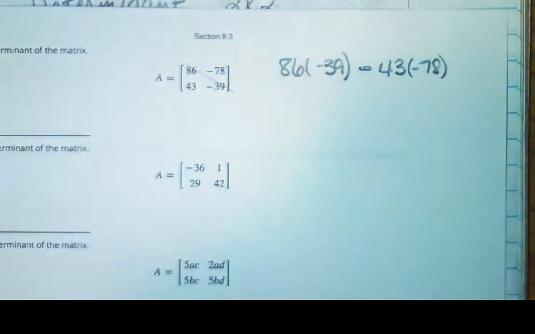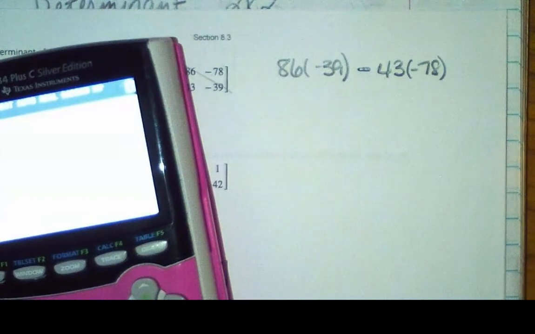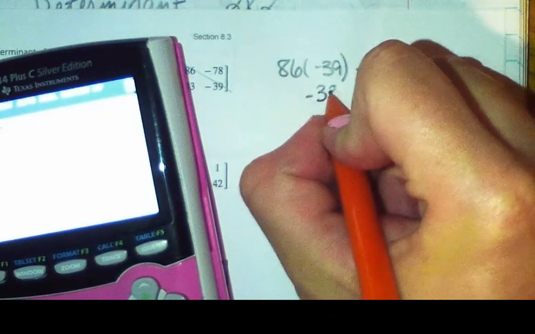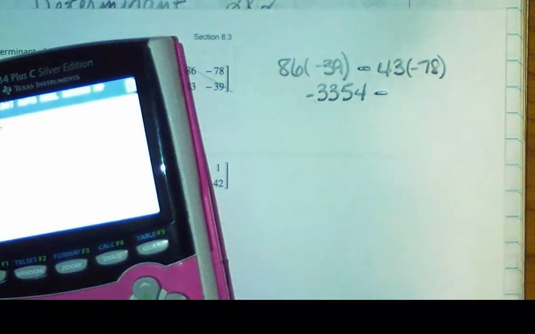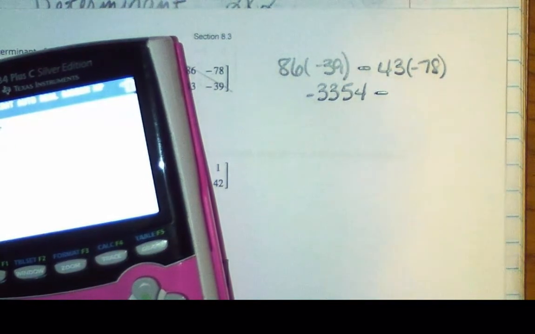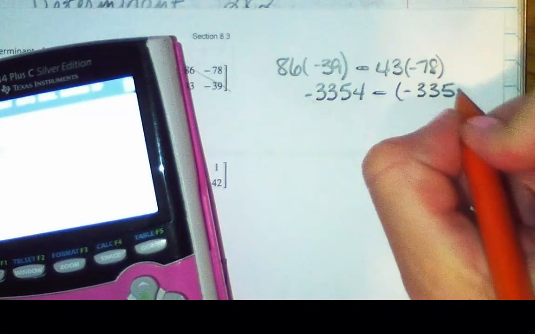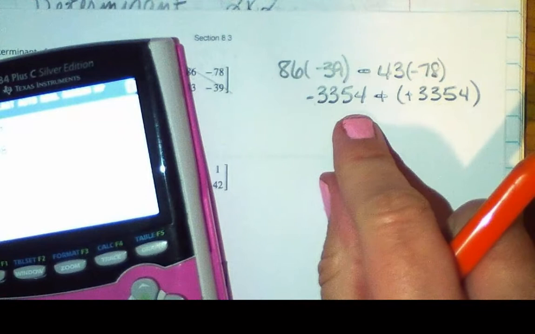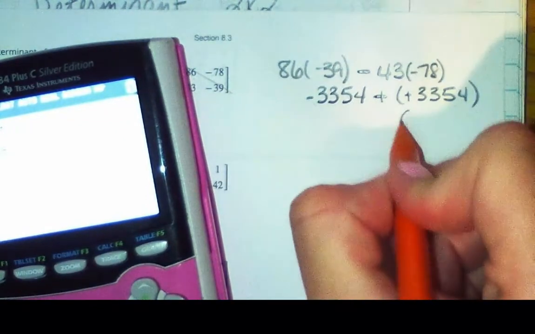So when I multiply this in my calculator, 86 times a negative 39 is going to be, hang on, negative 33.54, and then minus, always subtract, 43 times a negative 78 is a negative 33.54. So when I change signs, I end up with a negative 33.54 plus 33.54 is 0.